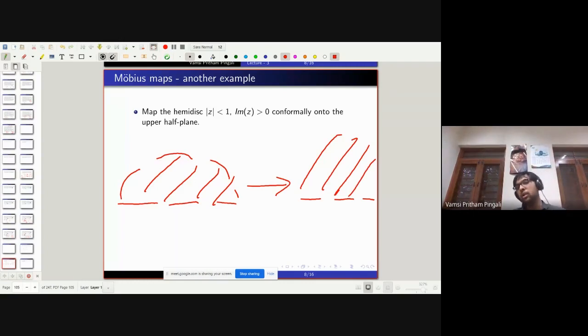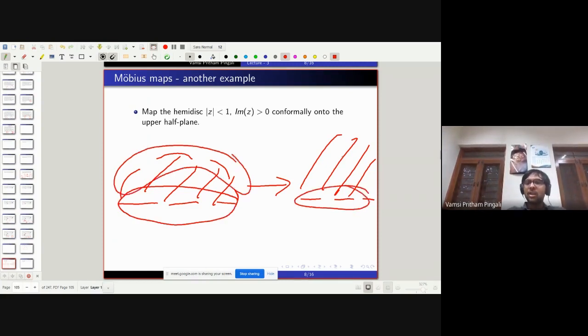Okay, so this is the question, right? Now this is a little tricky, okay? Because naively, if you try to use a Mobius map, this straight line will probably go to a straight line, but what about the circle? It will go to something else, right? But that's a problem, right?